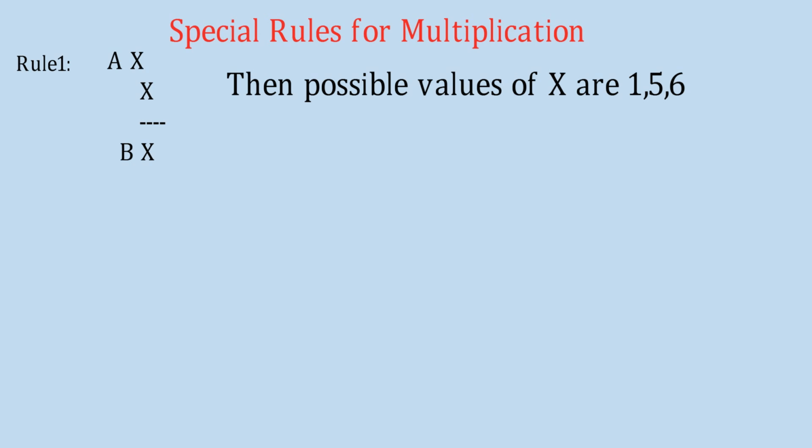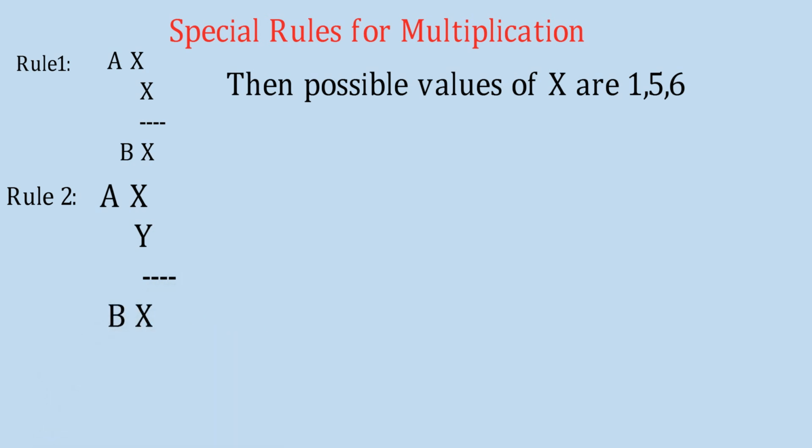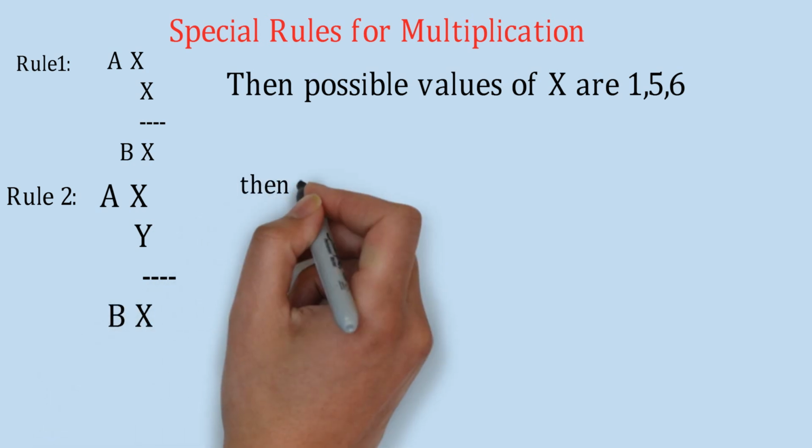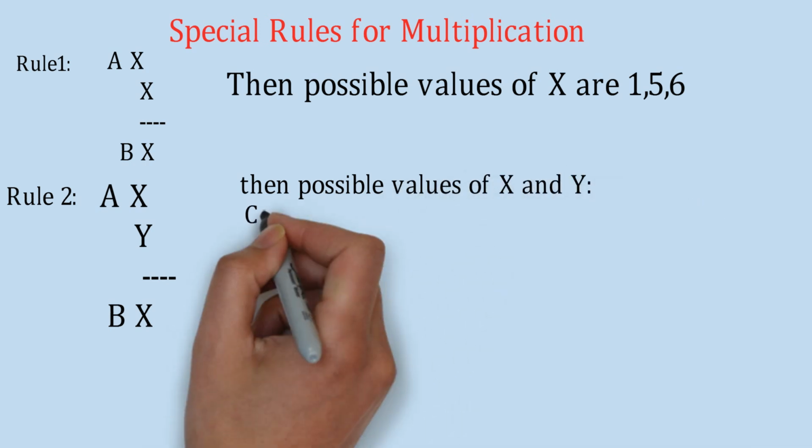If 5 is multiplied by 5, you will get 5 at the last digit, like 5 into 5 equal to 25. If 6 is multiplied by 6, you will get 36, so 6 at the last digit. Then rule number 2: if AX is multiplied by Y and you get BX, this time the second number changes, it is Y, but we still get X as the digit.